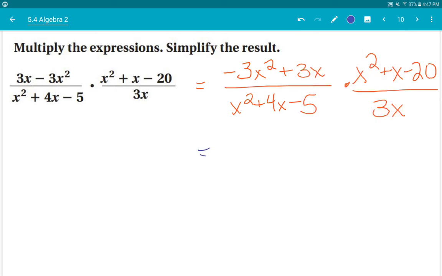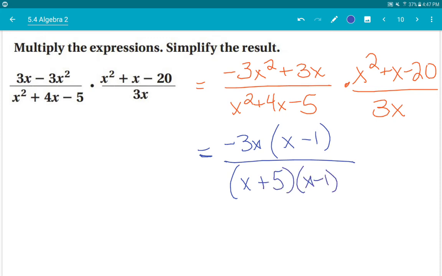Now that we have it in standard form, let's go ahead and factor as best as we can. In the numerator, we're going to factor out the GCF, which is 3x, but since that first term is negative, we're also going to take out that negative sign. So we're going to get x minus 1. My denominator here, we're going to do two numbers that multiply to negative 5 that add up to positive 4. So plus 5, minus 1. Times, and then the numerator, we're going to have x plus 5, x minus 4, and then in the denominator, we still have that 3x.